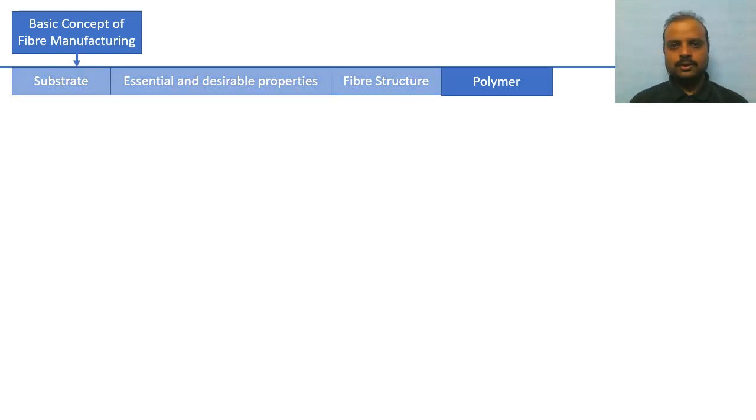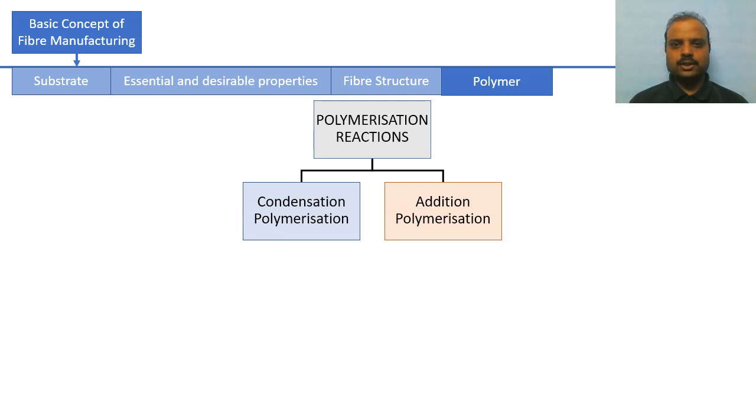Conversion of a monomer into polymer takes place with a chemical reaction. There are two types of chemical reactions that can happen during the polymerization process. One is condensation polymerization and the second one is addition polymerization.